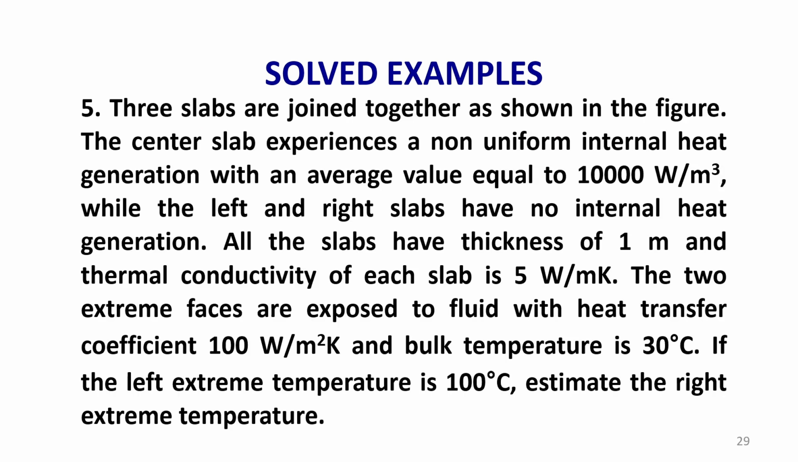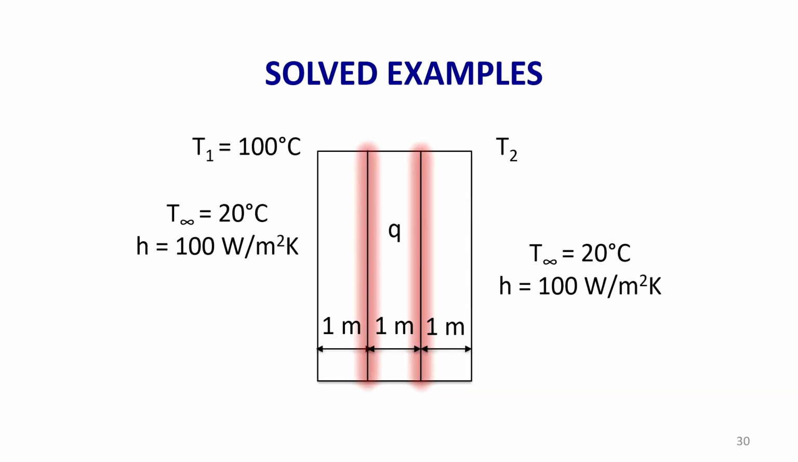Next, the last problem pertaining to conduction heat transfer. 3 slabs are joined together as shown in the figure. The center slab experiences a non-uniform internal heat generation with an average value equal to 10,000 watt per meter cube, while the left and right slabs have no internal heat generation. All the slabs have thickness of 1 meter and thermal conductivity of each slab is 5 watt per meter Kelvin. So, K value for all the slabs is constant, thickness L value is also constant. The two extreme faces are exposed to fluid with heat transfer coefficient 100 watt per meter square Kelvin, and the bulk fluid temperature is 30 degree centigrade. If the left extreme temperature is 100, estimate the right extreme temperature. So, this is what you have to find out.